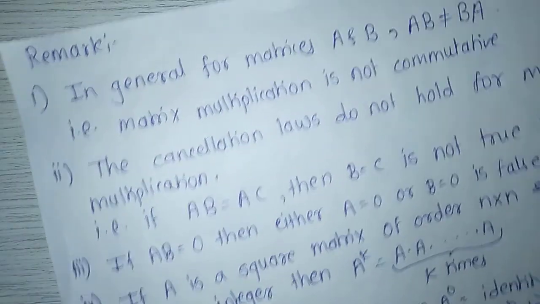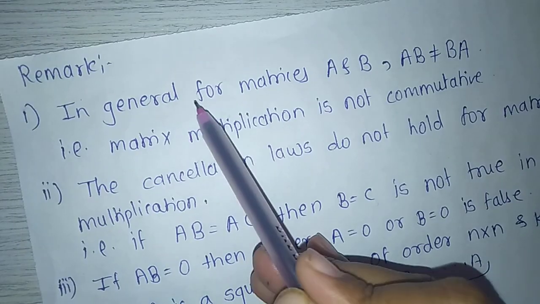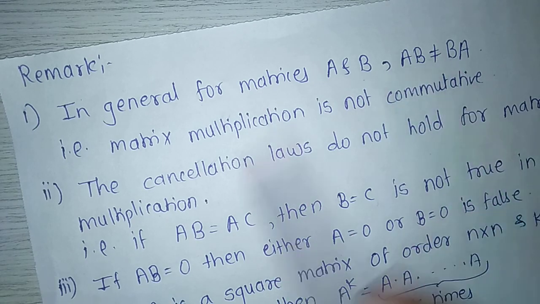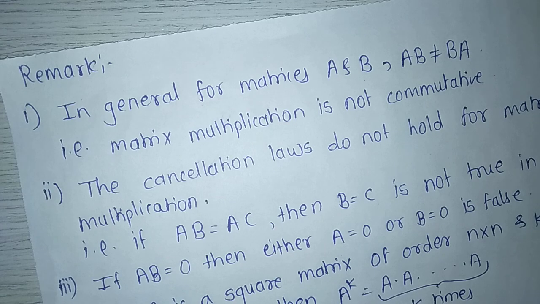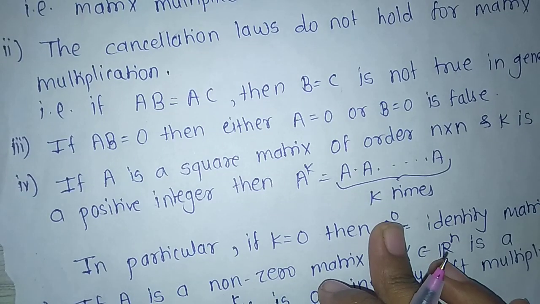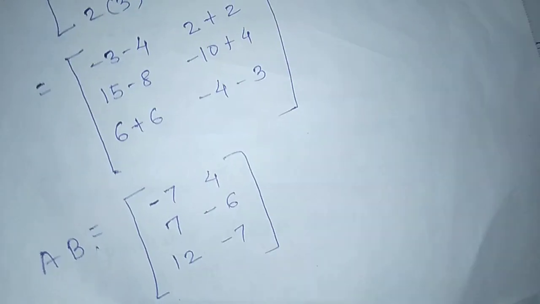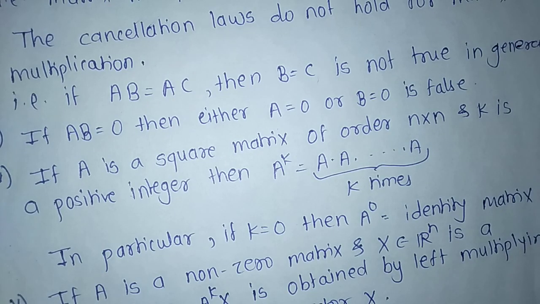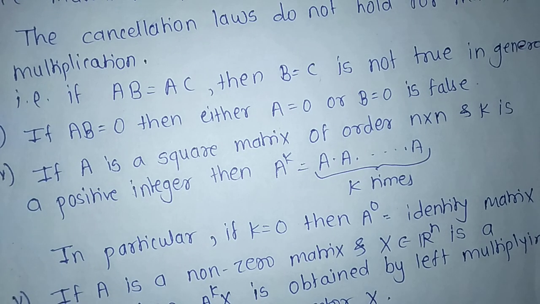Next, remarks. In general, for matrices A and B, A into B is not equal to B into A. That is, matrix multiplication is not commutative. Here, in this example, because the orders of A and B are different, we cannot calculate B into A.